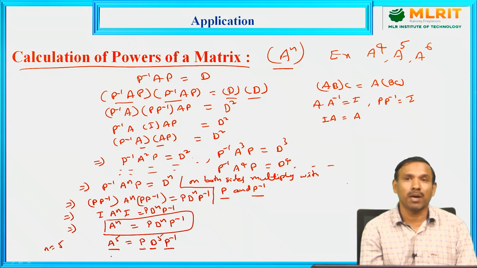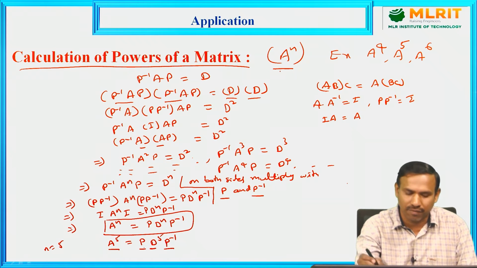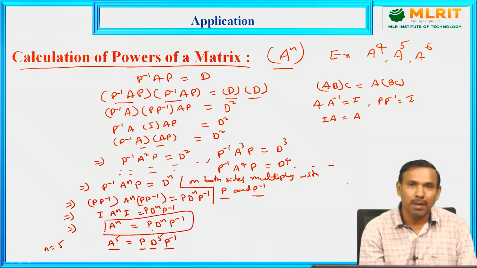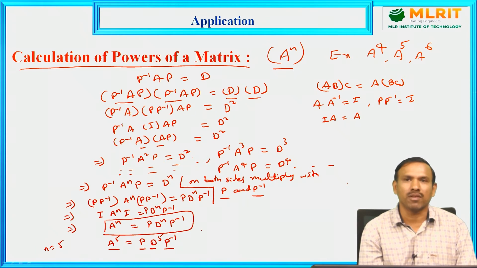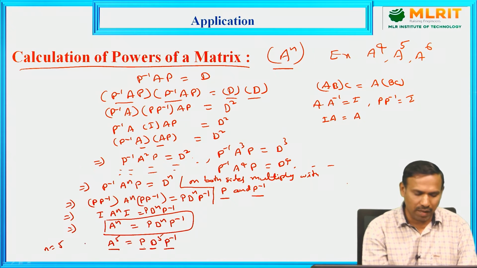But with actual multiplication, if you want to find A power 5, you have to multiply matrix A 5 times. So this is one of the applications of diagonalization, we can find higher powers of a matrix. So A power n we can find. So what is the formula to find A power n? P into D power n into P inverse, where P is the model matrix, D power n is the diagonal matrix power n, P inverse is the inverse of the model matrix. So in the example here I gave how to find A power 5.